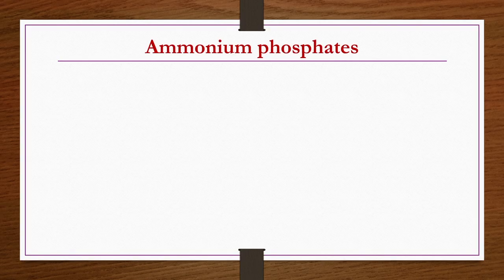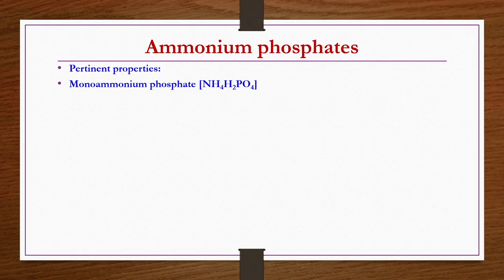So now we discuss ammonium phosphates before going into the nitrophosphates. Pertinent properties of ammonium phosphates. Monoammonium phosphate, if you want to produce, what should be done? And diammonium phosphate, if you want to produce, what should be done? That is what we are going to see. But now we see their properties.